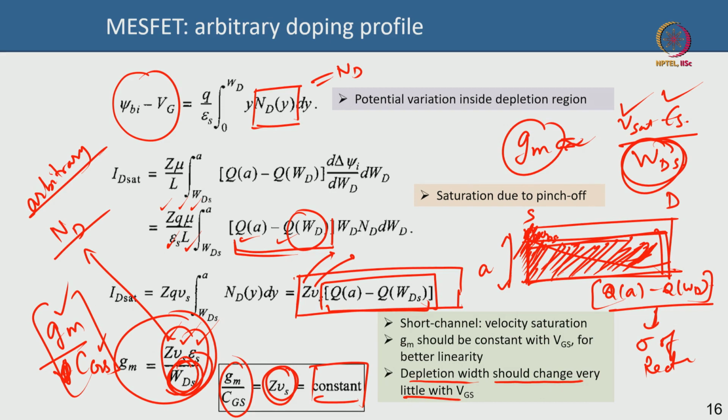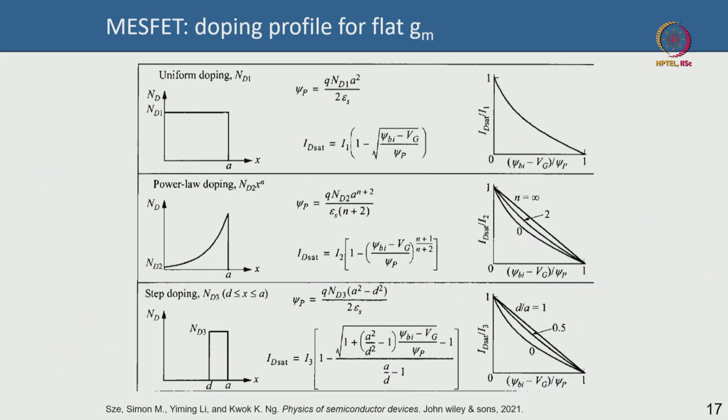But the graded channel, or you can say an arbitrary doping profile, can help improve the linearity, and people have shown that experimentally also, by the way. So what happens is that this is uniform doping, the doping is constant.